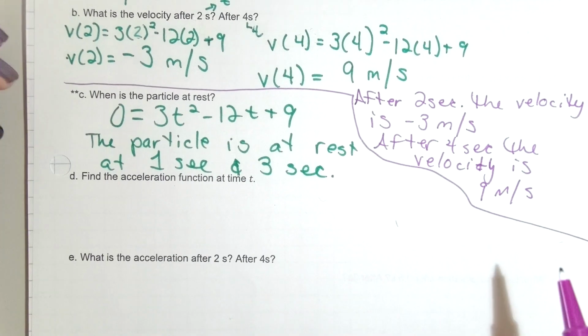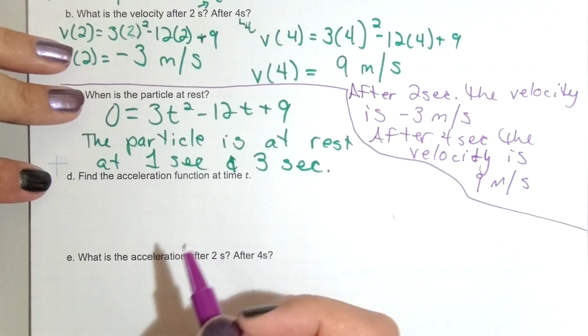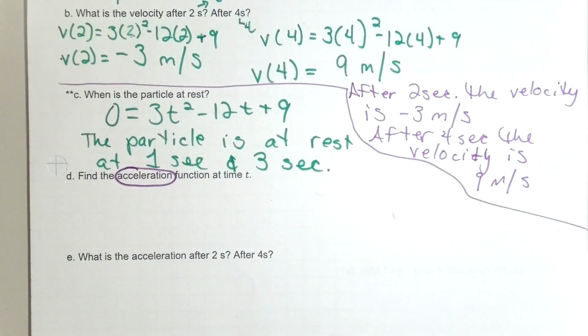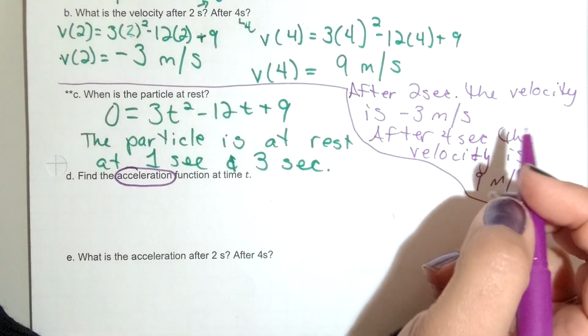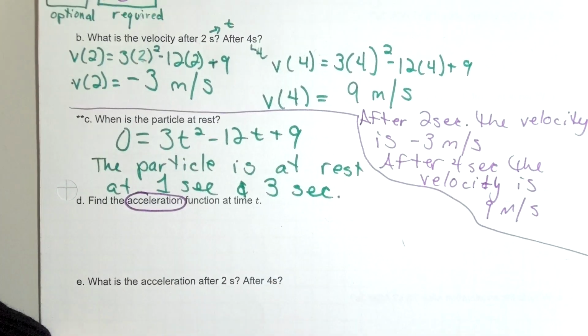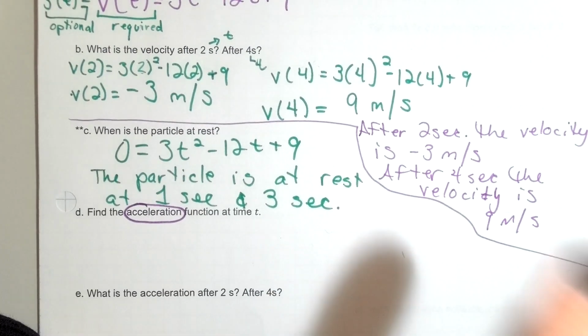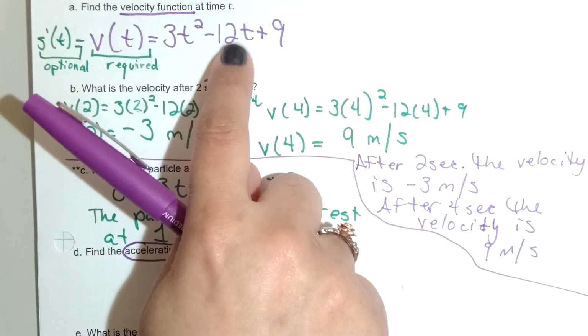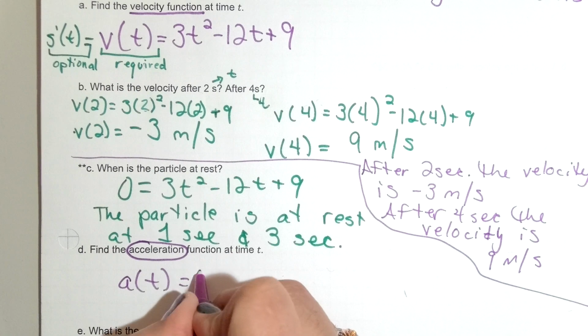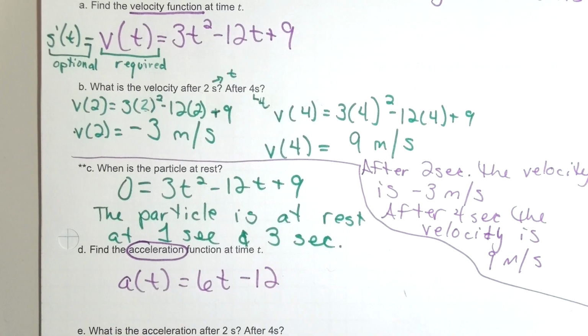All right. Part D. Part D asked me to find the acceleration function. Going back to the notes, the acceleration is the derivative of what? Velocity. Good. So here is my velocity function. That means my acceleration function is 6t minus 12.